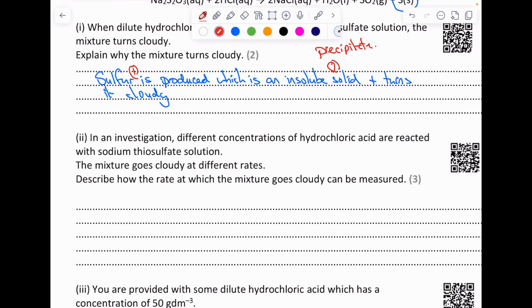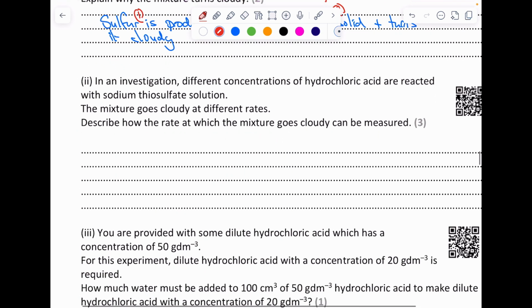Then it says an investigation of different concentrations of the acid are reacted with thiosulfate. The mixture goes cloudy at different rates. Describe how the rate at which the reaction goes cloudy could be measured. So what you do here is you would place a conical flask on top of a cross.